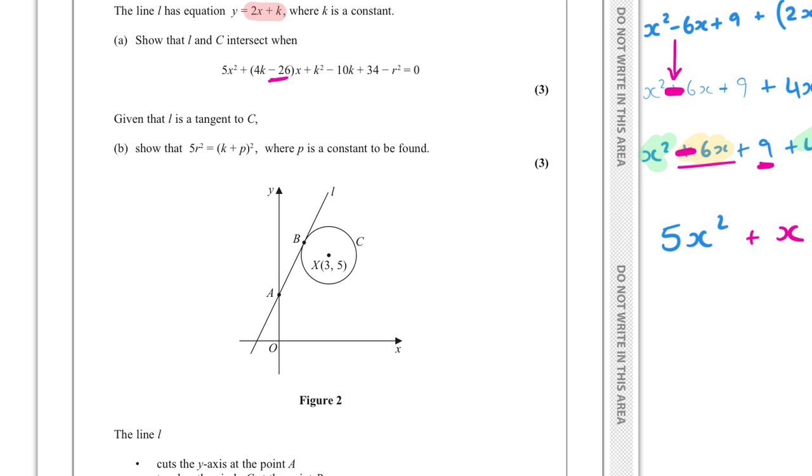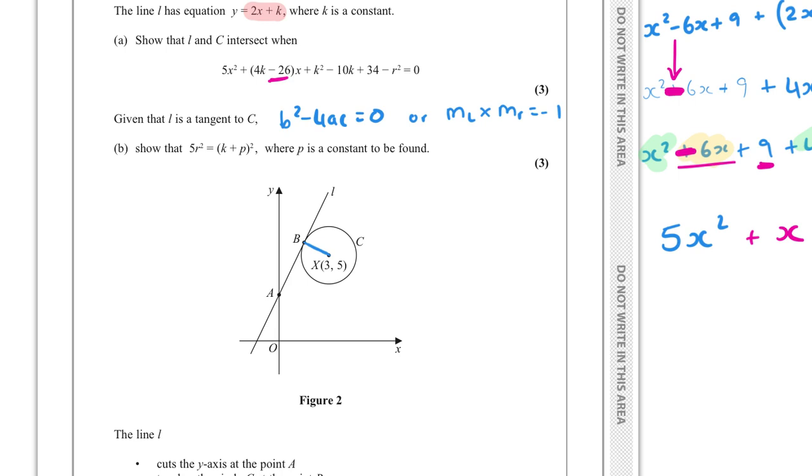If it's tangent, it means two things. One, the gradient of L is the negative reciprocal of the gradient of the center to B, and it means that it intersects at one point. So the discriminant would equal 0. Okay, so those are two vital bits of information. If L is tangent to C, remember this means that the discriminant equals 0, or the gradient of L times the gradient of the radius equals minus 1. Okay, nice, two bits of information.